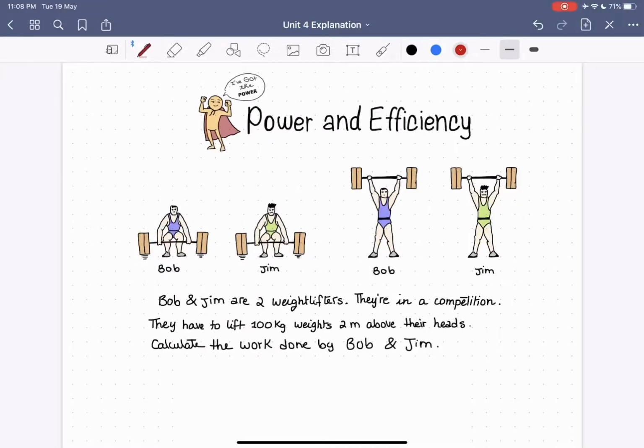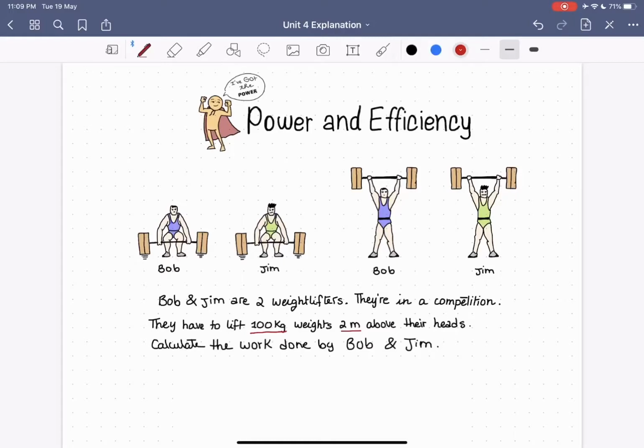Okay, part 4 of the lesson is about power and efficiency. In order to understand power, let's take this example. We have two weightlifters, Bob and Jim. They are in a competition and they have to lift a mass of 100 kilograms 2 meters above their head.